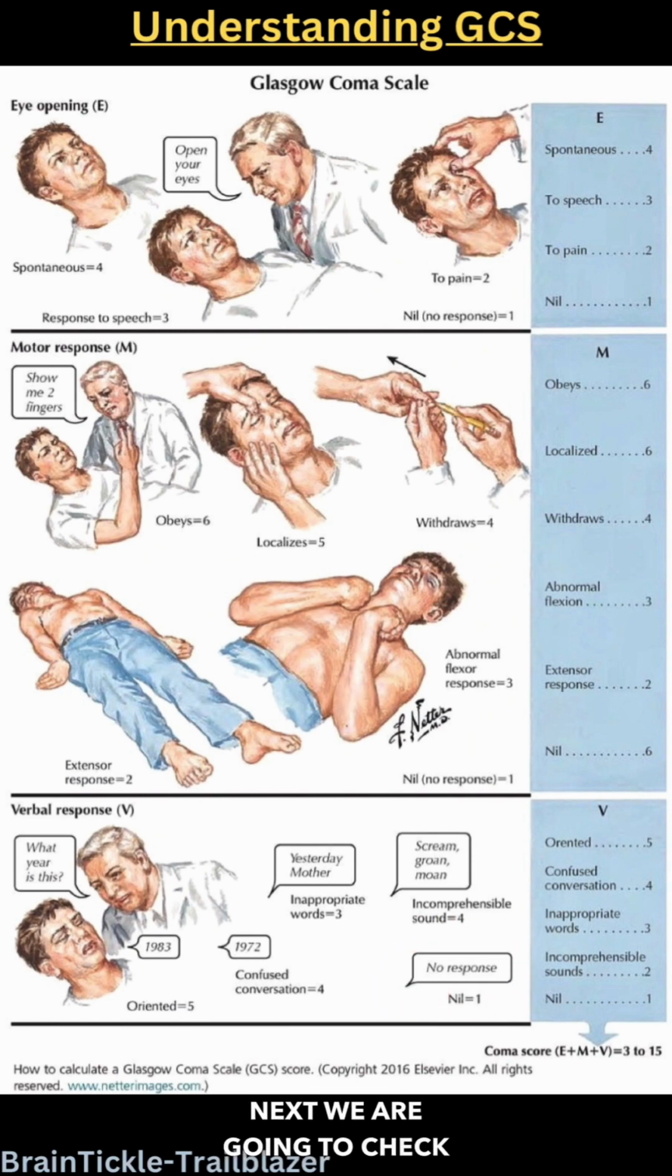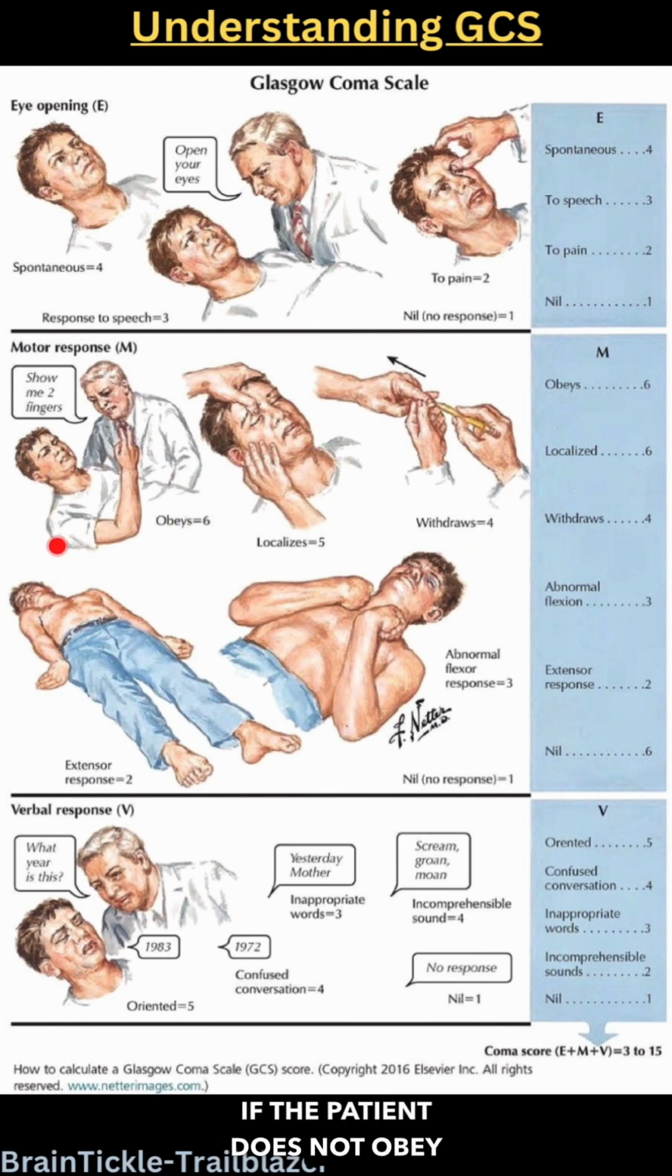Next, we are going to check the motor response. You're going to ask the patient to lift his hand or to show 2 fingers. In this example, the patient is showing 2 fingers. This means he's obeying command, so we are going to give him a score of 6.